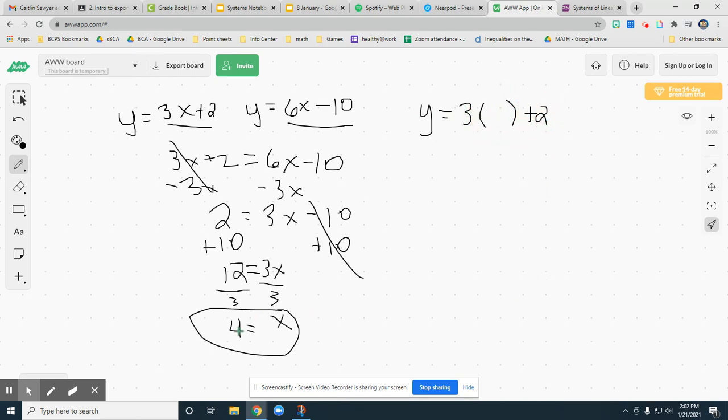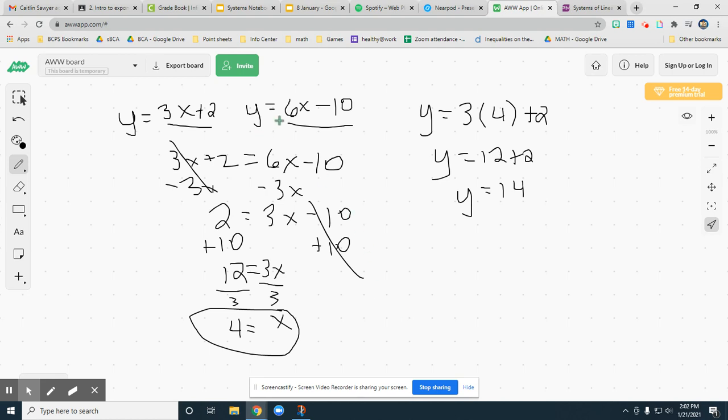Well, what did I decide my x was? 4. So I substitute it in. y equals 3 times 4 is 12, plus 2. 12 plus 2 is 14. So now I know that y is equal to 14.